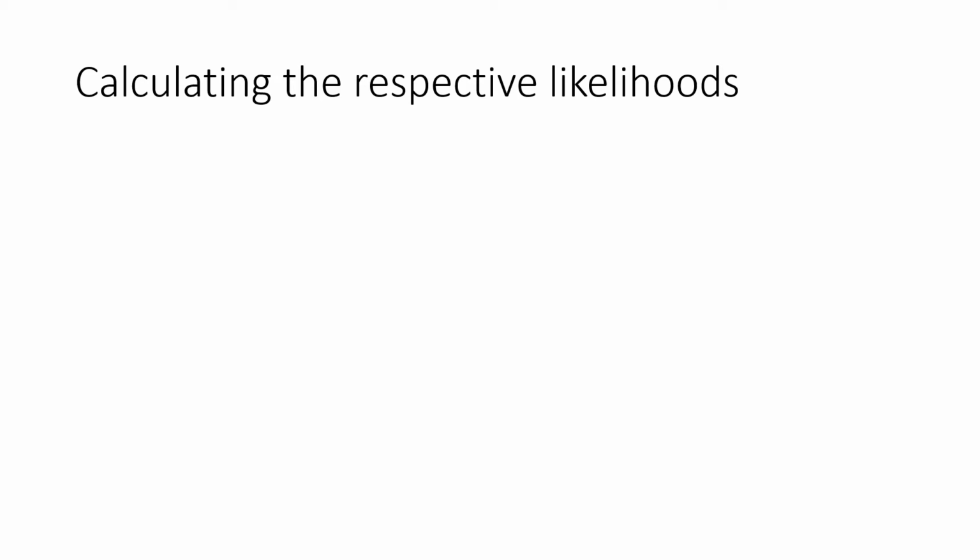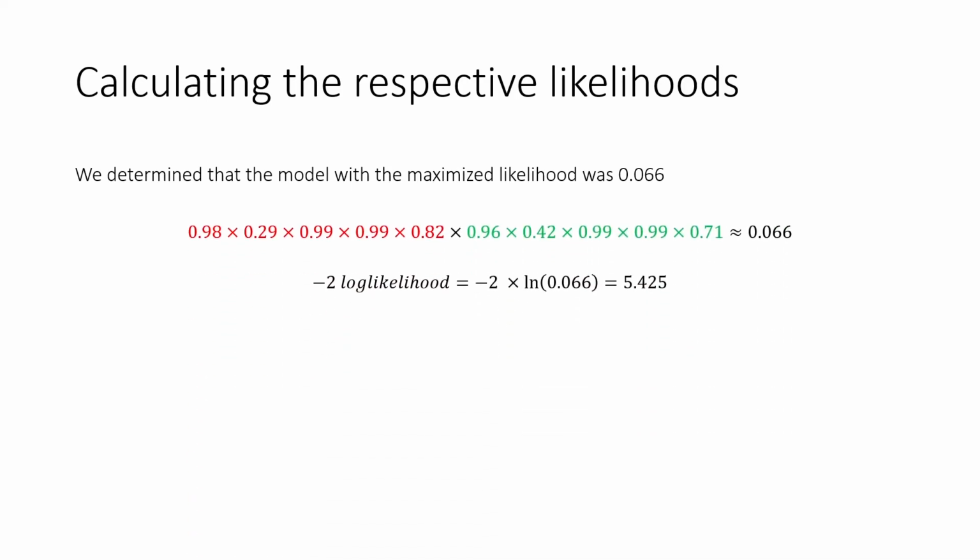Well, to do that, we have to, of course, calculate the respective likelihoods. So we already determined that the likelihood of the model that we saw earlier was 0.066, and we arrived at that figure by multiplying all of the predicted probabilities of each observation. So once again, in red, we have the probabilities for low to normal blood pressure, and in green we have the ones for high blood pressure, and we arrived at 0.066 as our likelihood function. To get the -2 log likelihood, we just take the log of 0.066 and multiply it by -2, and it gives us the -2 log likelihood. In this case, it's a figure that is 5.425.